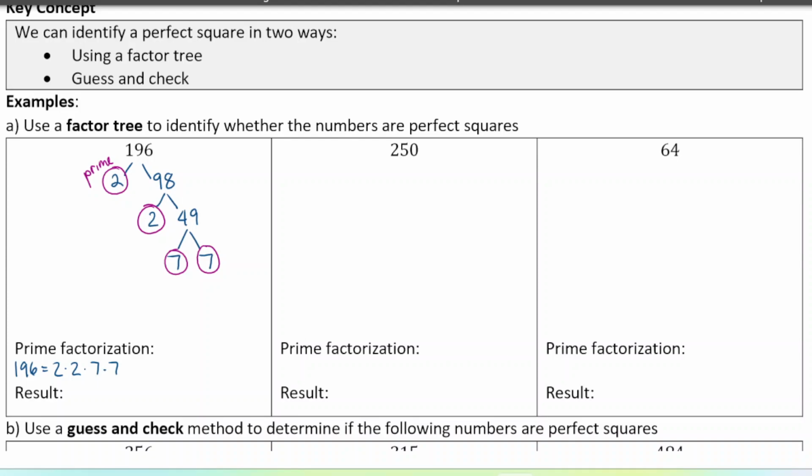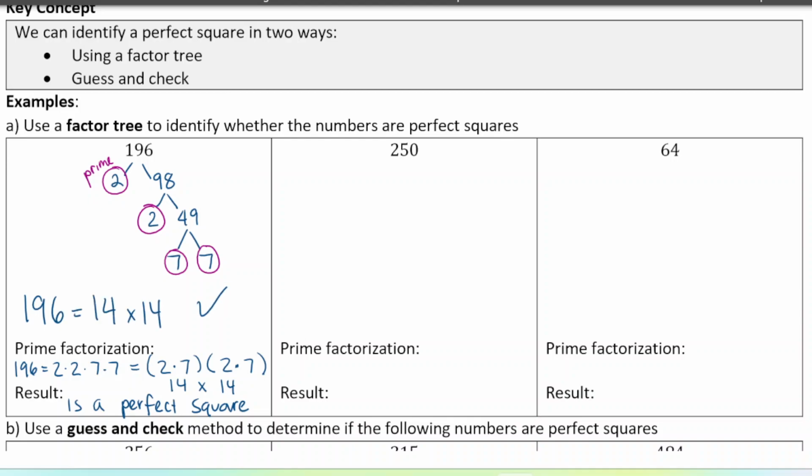Each number has its own prime factorization, and it's unique to that number. Turns out, if you can group these prime factors into 2 equal groups, we can put a 2 and a 7 together, and then a 2 and a 7 together. So 2 times 7 would be 14, and 2 times 7 would be 14. 196 is 14 times 14. That means it is a perfect square, because 196 is 14 times 14.